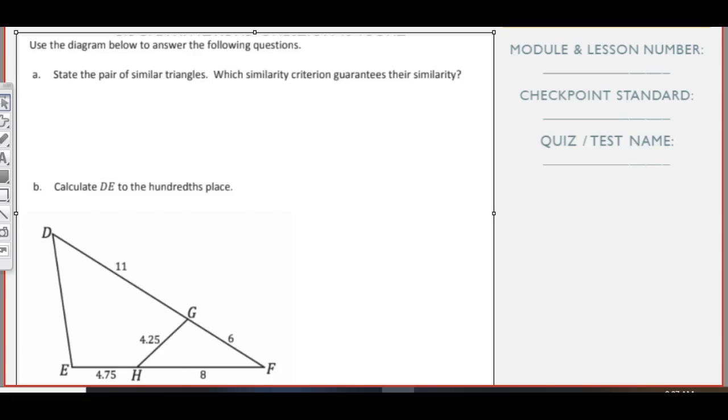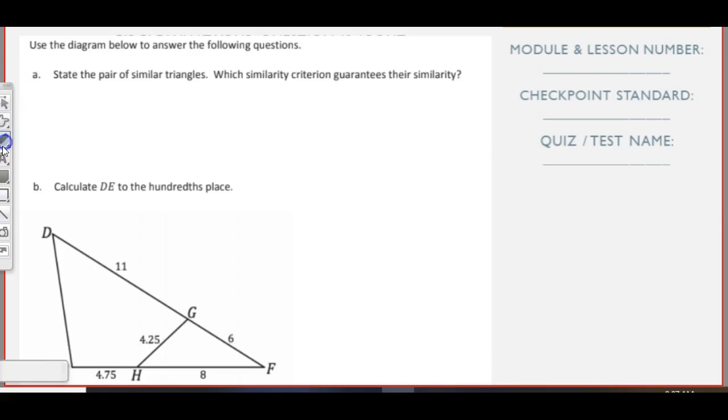All right, so this is the mid-module 2 study guide number 8. Use the diagram below to answer the following questions. The first part says, state the pair of similar triangles. Which similarity criterion guarantees their similarity? And then calculate DE to the hundredths place.